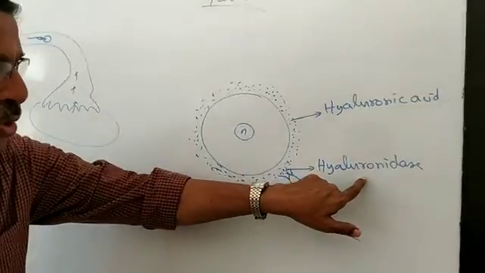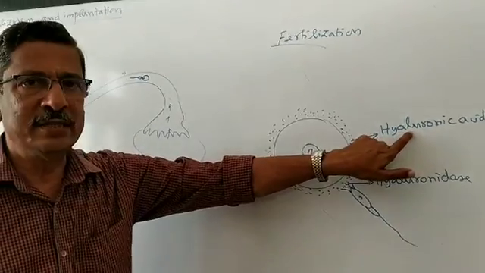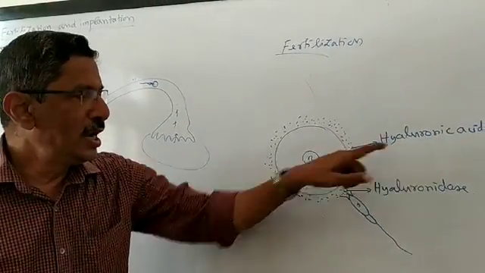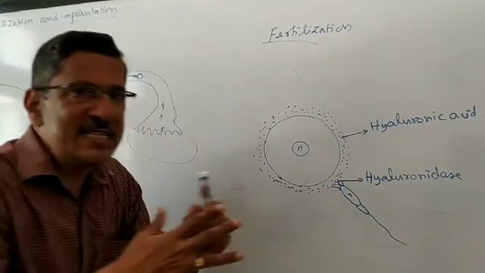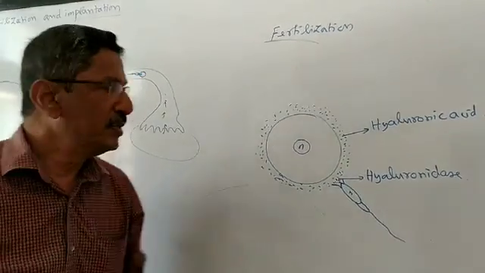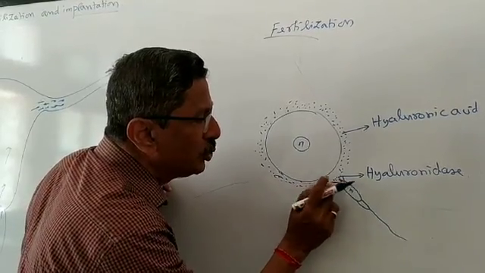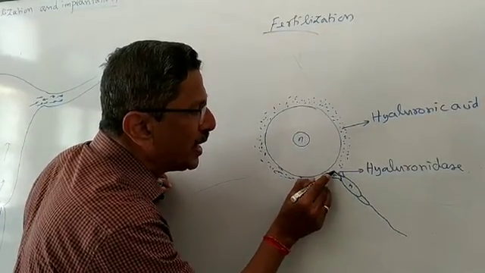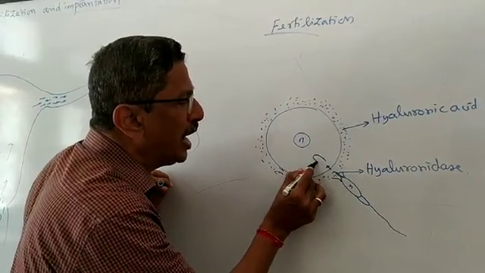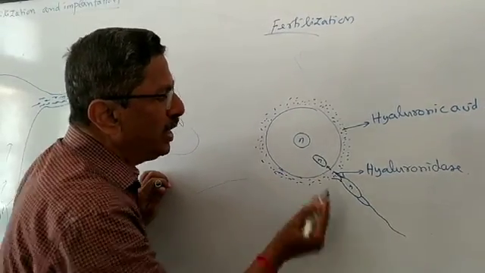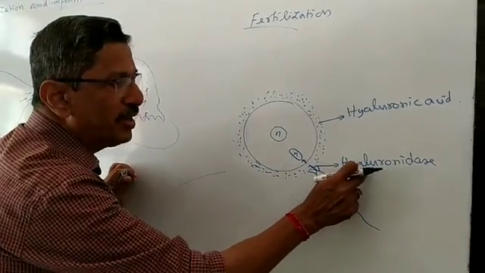What will this hyaluronidase do? It will dissolve the hyaluronic acid. But once the hyaluronic acid is removed, the cells are free. They are released. Now that the cells are free, the head of the sperm, that is the nucleus, can easily penetrate through this and through the plasma membrane, and the nucleus of the sperm will enter into the cytoplasm. So this chemical is very, very important.